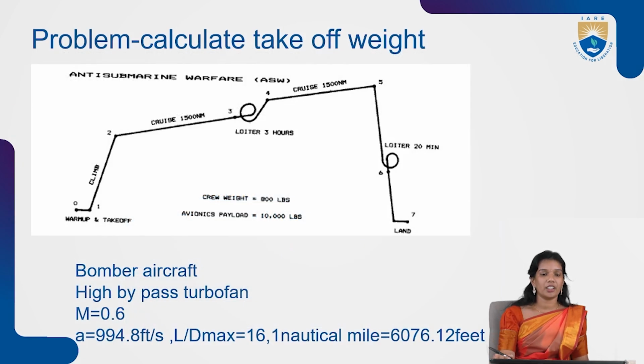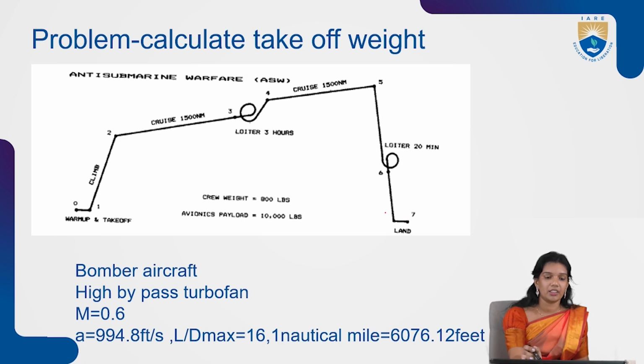To calculate the takeoff weight, a mission profile is given. It's an anti-submarine warfare aircraft. As we see, there are 7 segments. 0 to 1 is a warm-up and takeoff. 1 to 2 is a climb segment, 2 to 3 is a cruise segment, and 3 to 4 is a loiter. 4 to 5 is again a cruise segment, and 5 to 6 is a loiter again, and 6 to 7 is a descent with landing.